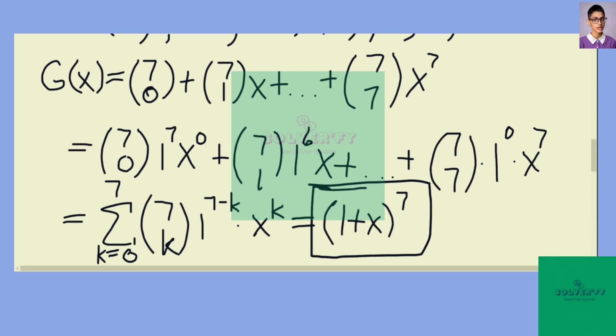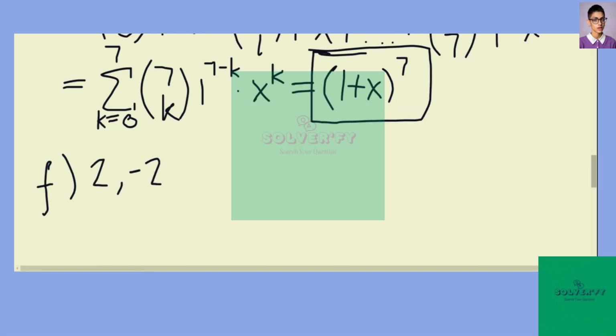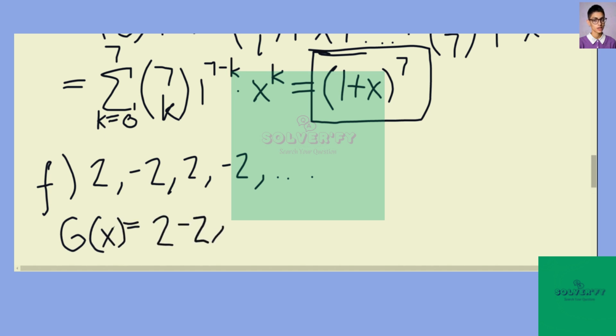In part F, we are given the sequence 2, negative 2, 2, negative 2, 2, negative 2, and so on. Before we do this, we have that the generating function g of x is equal to 2 minus 2x plus 2x squared minus 2x cubed plus, and so on.